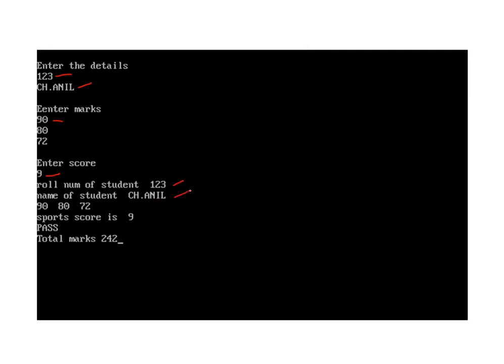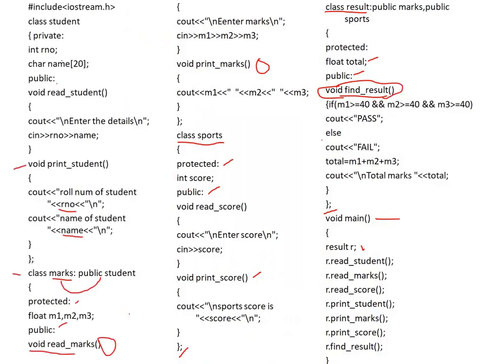After execution of this statement, what happens? Immediately execution control goes to the next statement in the main function. That is what? Read marks. Yes, this one is the next statement: r.read_marks. So, not read marks, r.print_marks. Next, here print_marks is invoked by using r.